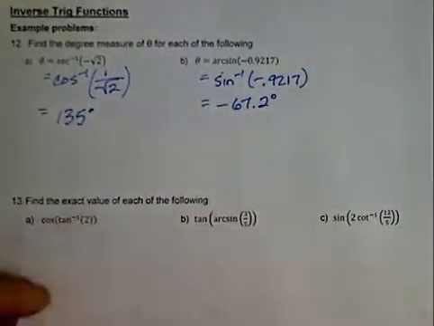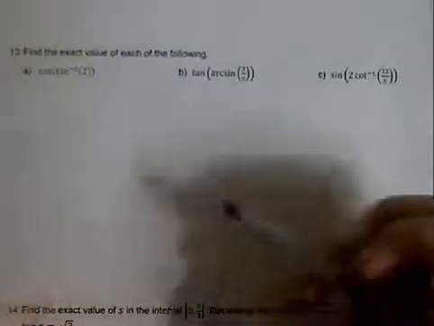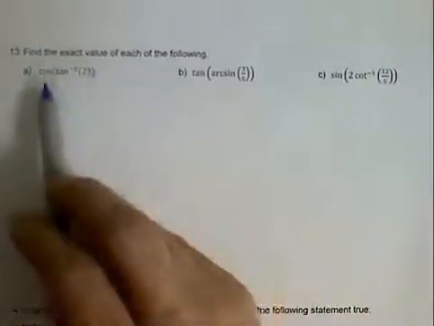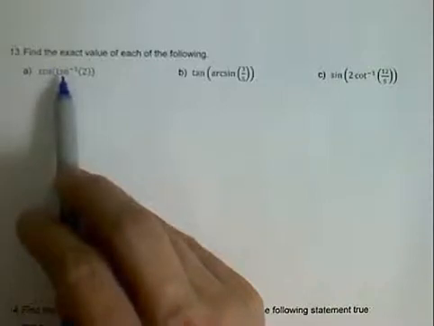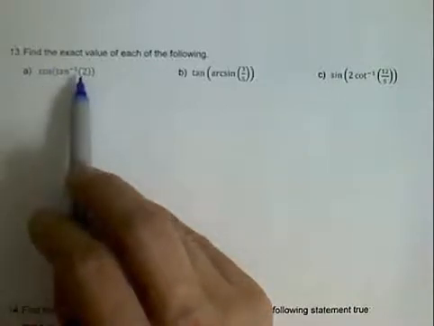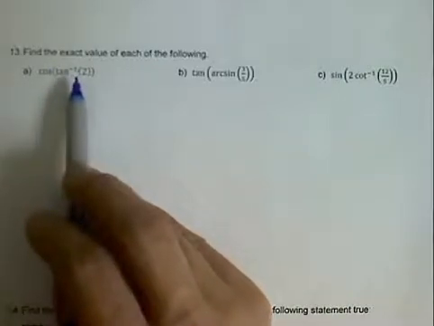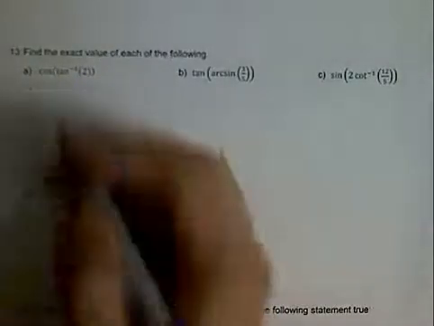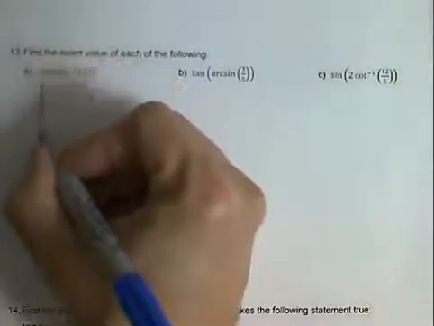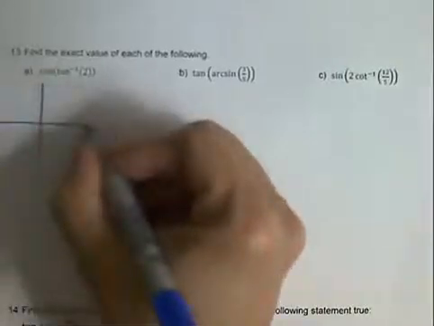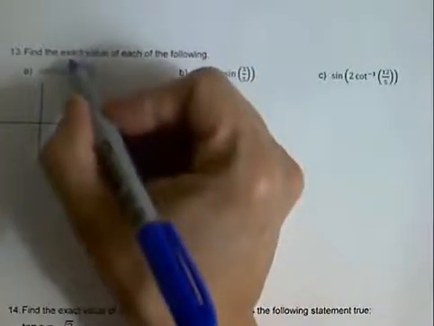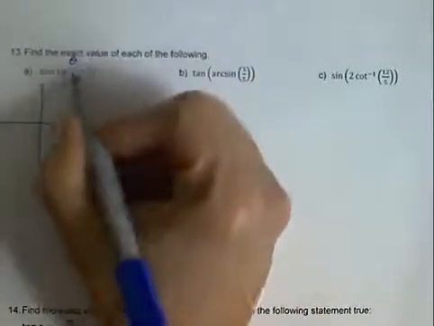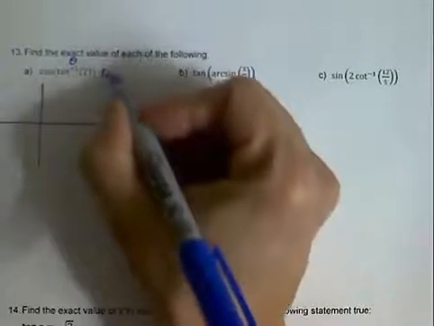But this problem didn't ask for the angles to be in any certain interval, so it's fine if it comes out to be negative. In number 13, we're looking for exact values, and this is where we're combining a trig function and an inverse trig function. One way that you can do this is by drawing these as triangles on a graph. Anytime we have an inverse trig function, this whole thing is going to be equal to an angle. So we could call this whole angle here theta.